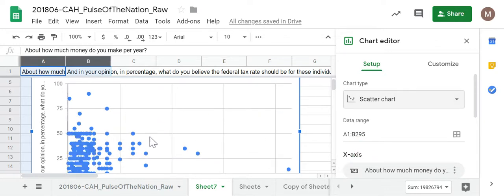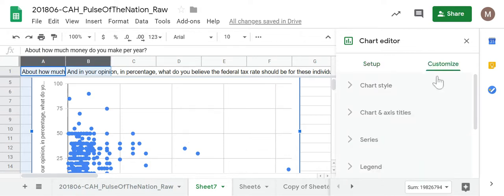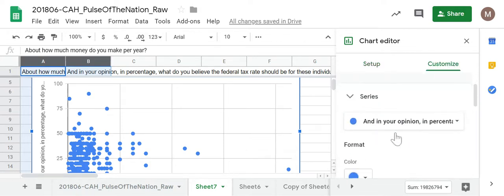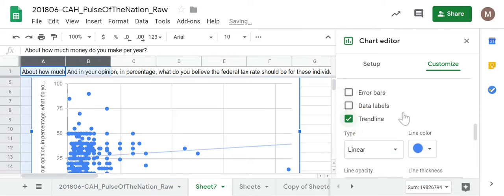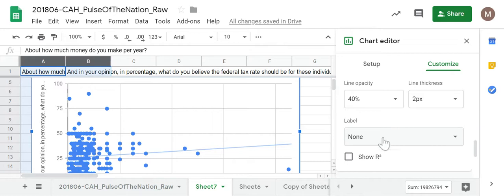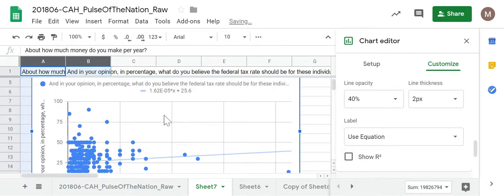If I want to go ahead and get the linear regression or any other regression for that matter, I'm going to go to Customize, Series, and one of my options here is Trend Line. There's my linear regression. I would like to label it with the equation for the trend line. There's my equation. And I'd like to go ahead and show the R squared, which is called the correlation coefficient.